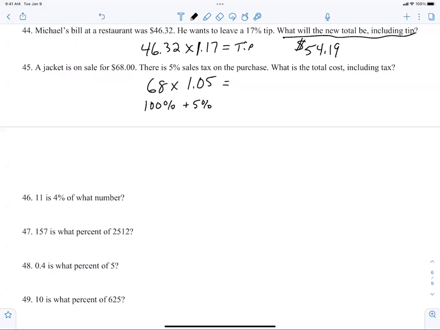What is that? $71.40. $71.40. All right, there we go.